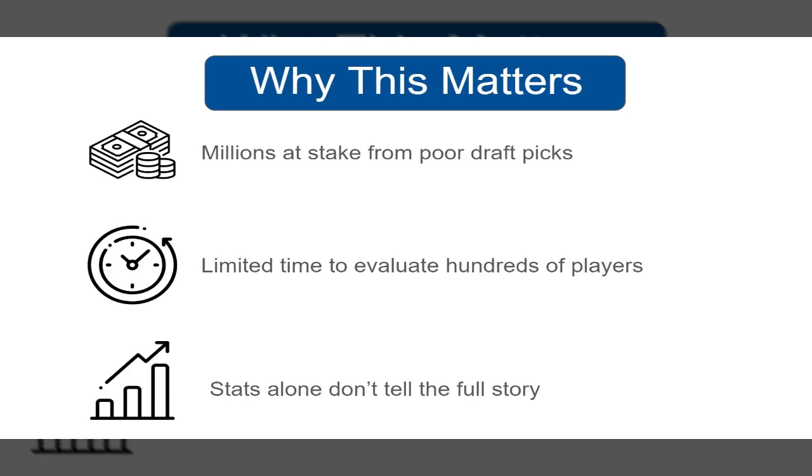Why does this matter? This can lead to a lot of financial trouble for teams through loss of money in contracts and in ticket sales based on poor draft decisions. There's limited time to evaluate hundreds of players. The draft window, or the window between the NFL draft and the NFL combine, is very tight. And then stats alone don't tell the full story. It's often very helpful to have an example to compare a prospect to versus just numbers or qualitative data.